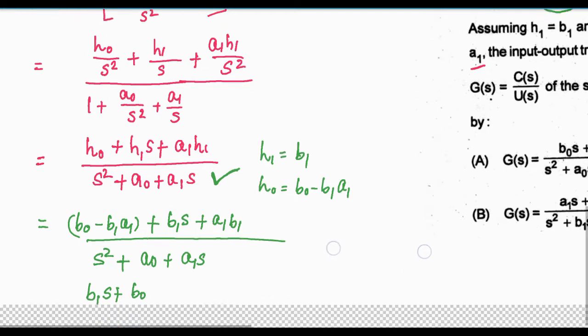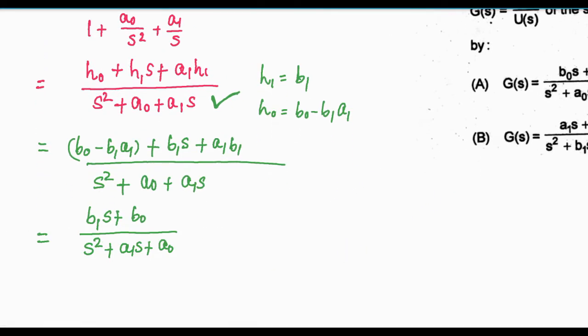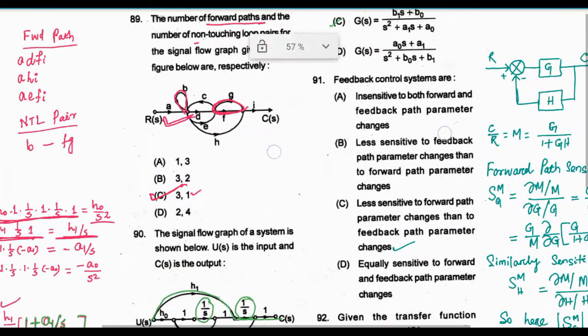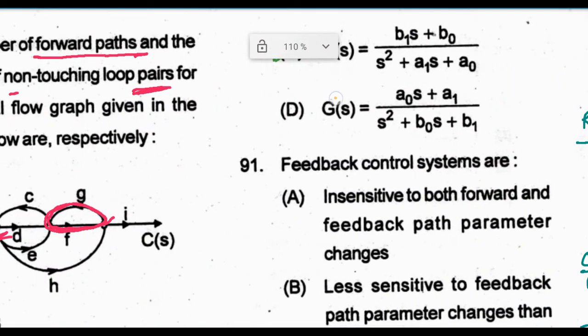So if we put these values, in the place of H0 we are putting B0 minus B1 A1 plus B1S plus A1 B1, because B1 is H1. So what we are getting is B1S plus B0 by S square plus A1S plus A0. So here the answer is option C. Option C is the correct answer.